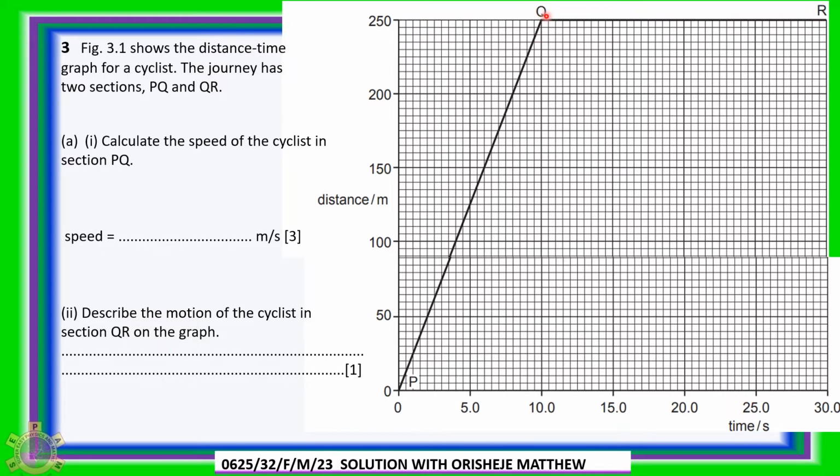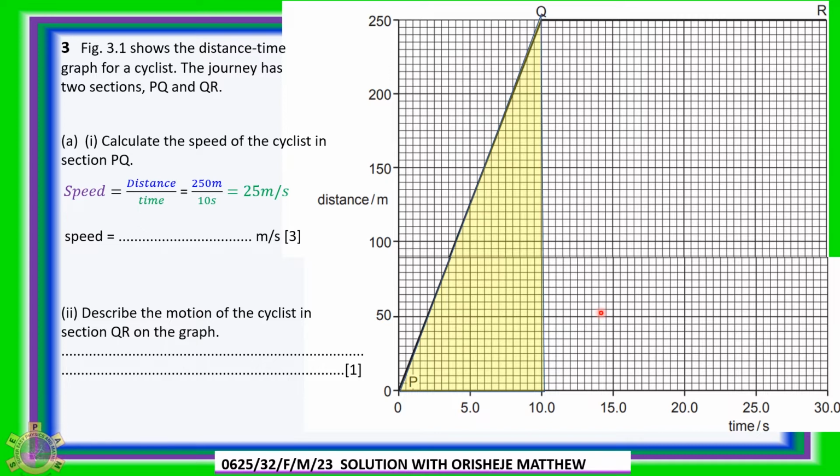Calculate the speed of the cyclist in section PQ. So how far did it travel in PQ? It traveled 250 meters in 10 seconds. So you divide that. That is 25 meters per second.